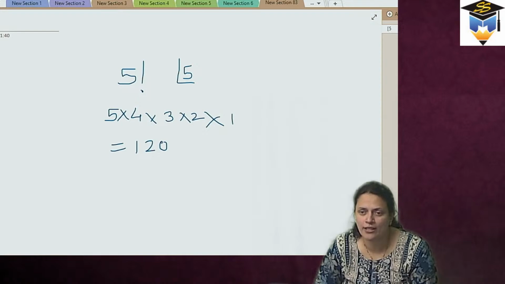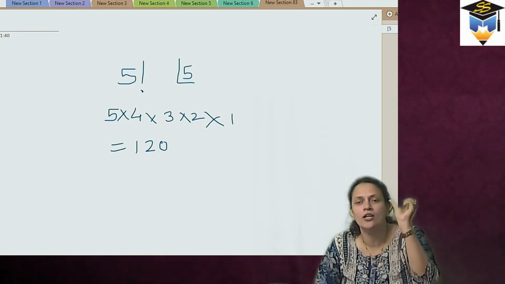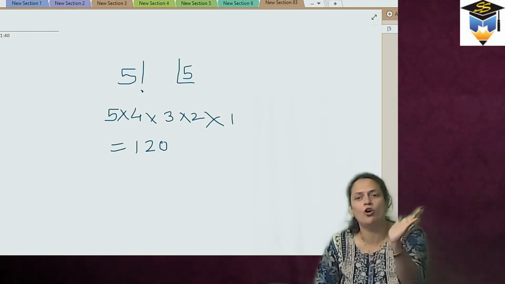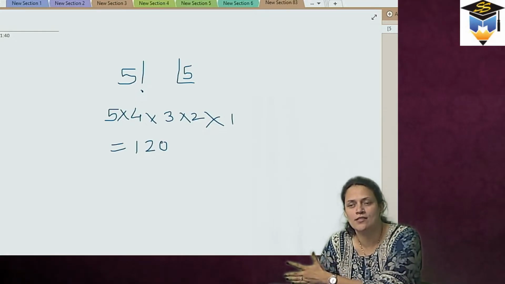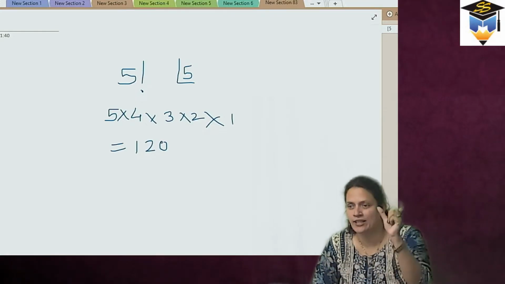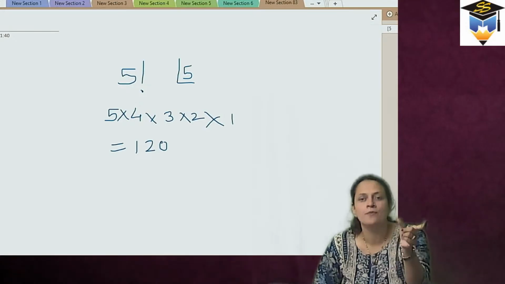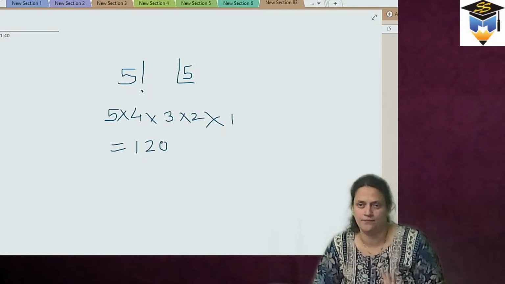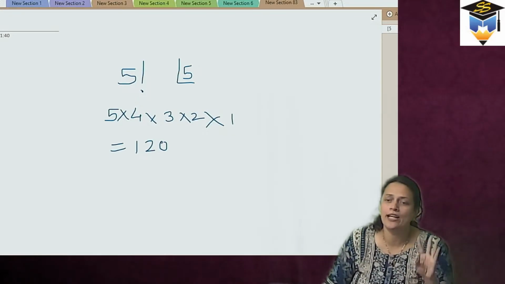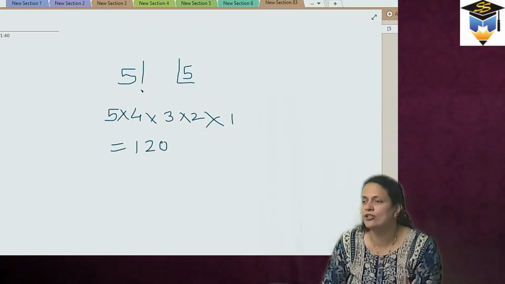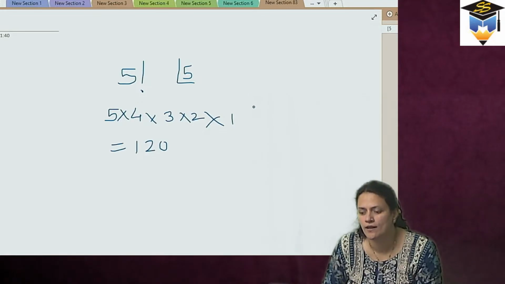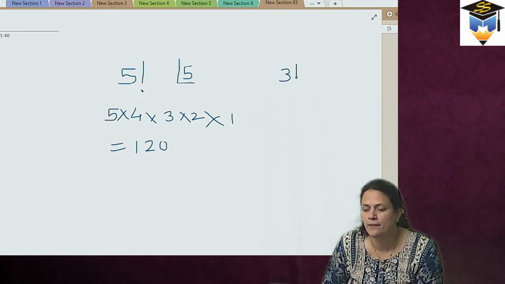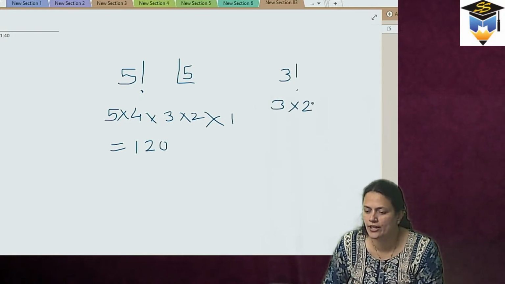Understood the concept of factorial? Factorial means kya? You have to take that number and go into a descending order. Like take that number as the first number, 5, then 1 less than that 4, 1 less than that 3, 2, 1. So if I tell you, you have to find out 3 factorial. So how will you find out 3 factorial? 3 factorial will be 3 into 2 into 1. So what is the value of 3 factorial?